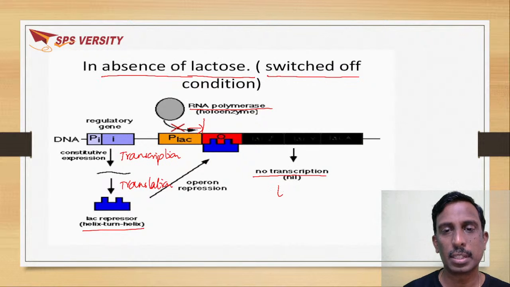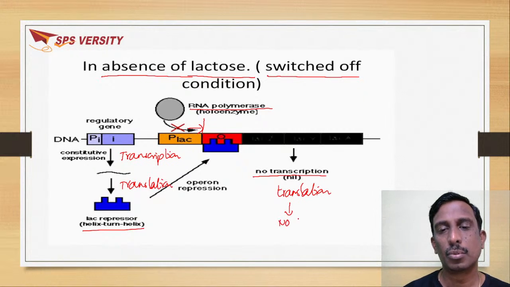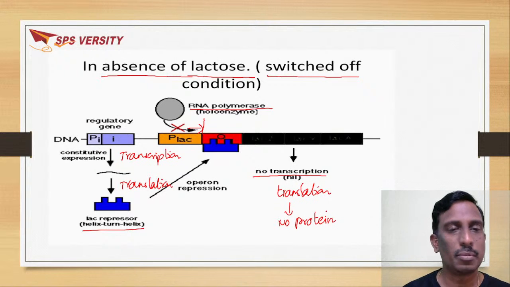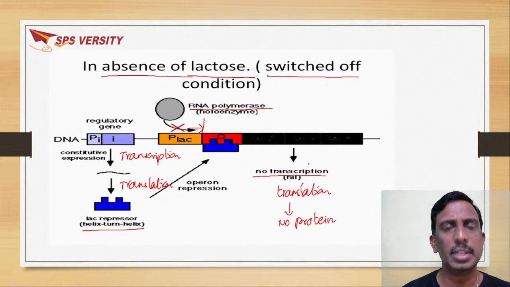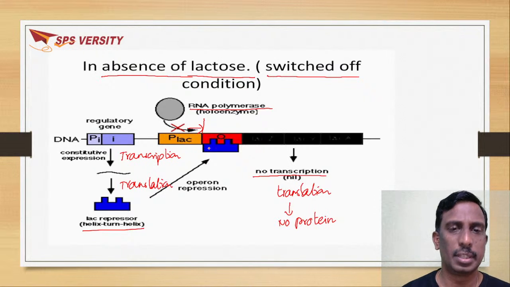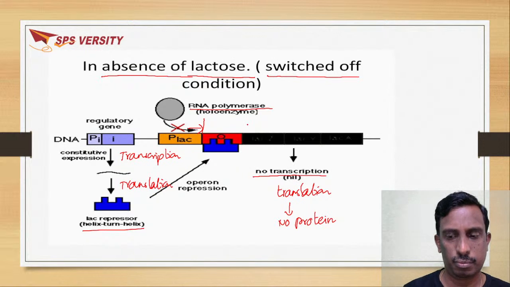When it stops here itself, there is no transcription. When there is no transcription, obviously there is no translation. No translation means no protein coding. So no protein means no enzymes are formed, obviously. That means when lactose is not present, there is no need of synthesizing enzymes. That's the reason why this is switched off.